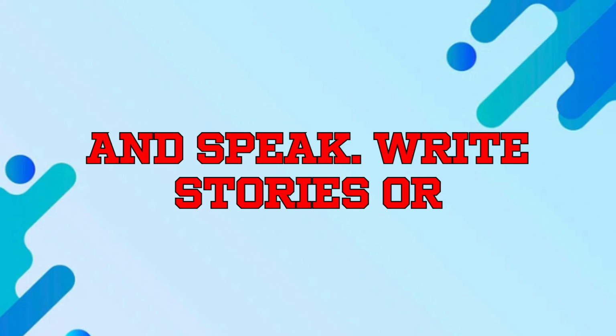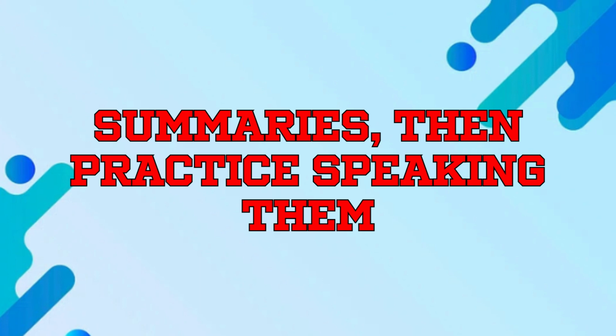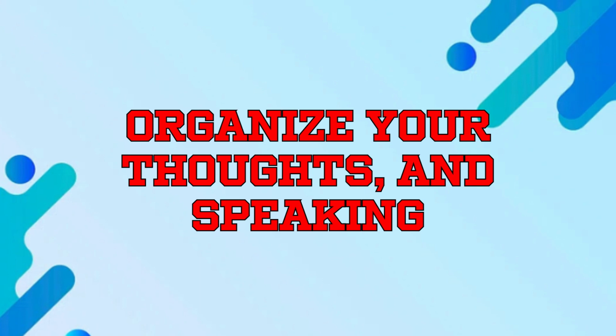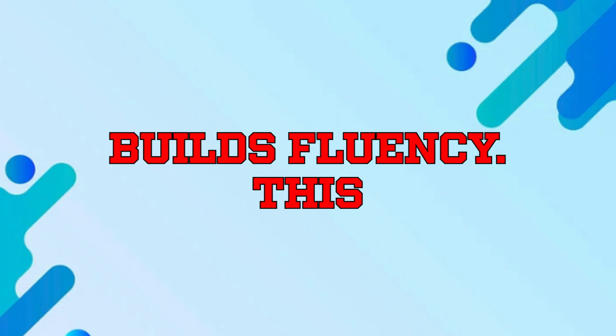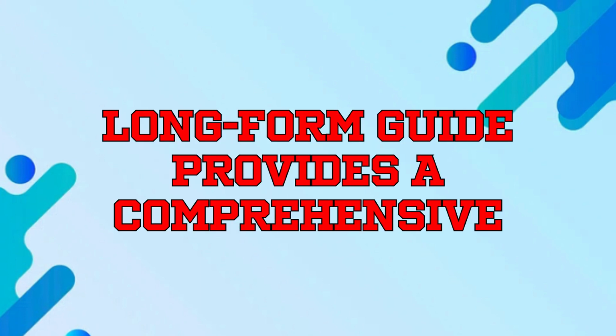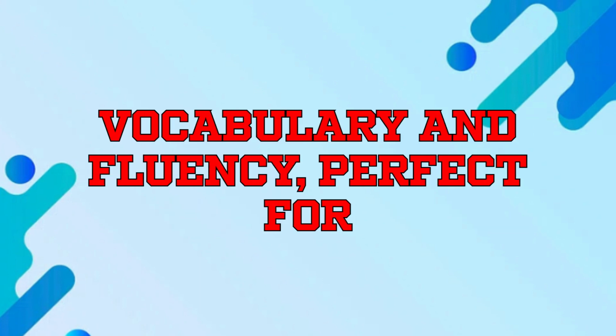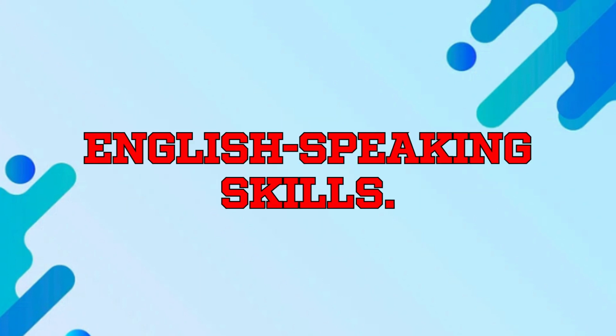Write and speak. Write stories or summaries, then practice speaking them aloud. Writing helps organize your thoughts, and speaking builds fluency. This long-form guide provides a comprehensive understanding of how to improve your vocabulary and fluency, perfect for anyone wanting to boost their English speaking skills.